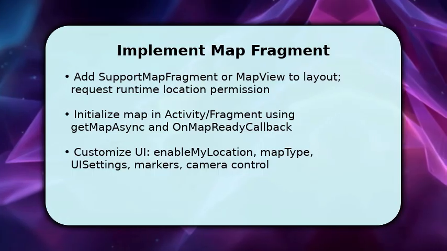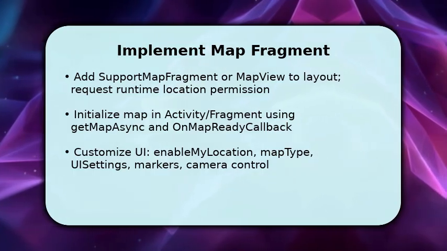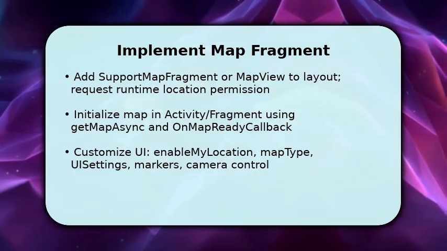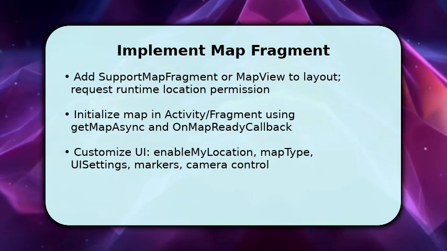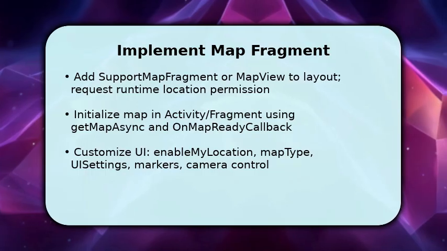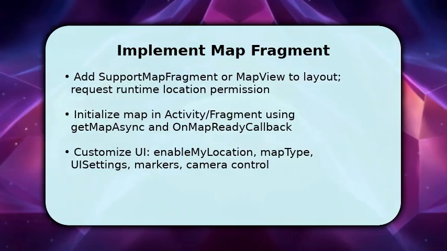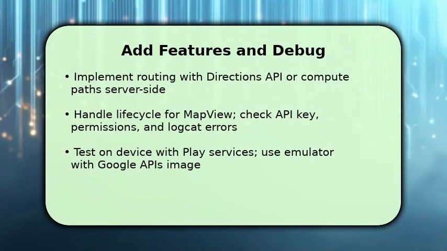Once you have it, enable My Location if permitted, set map type, tweak UI settings, add markers or polylines, and animate the camera to focus on points of interest for a smooth user experience. You finish by adding advanced features and validating behavior.